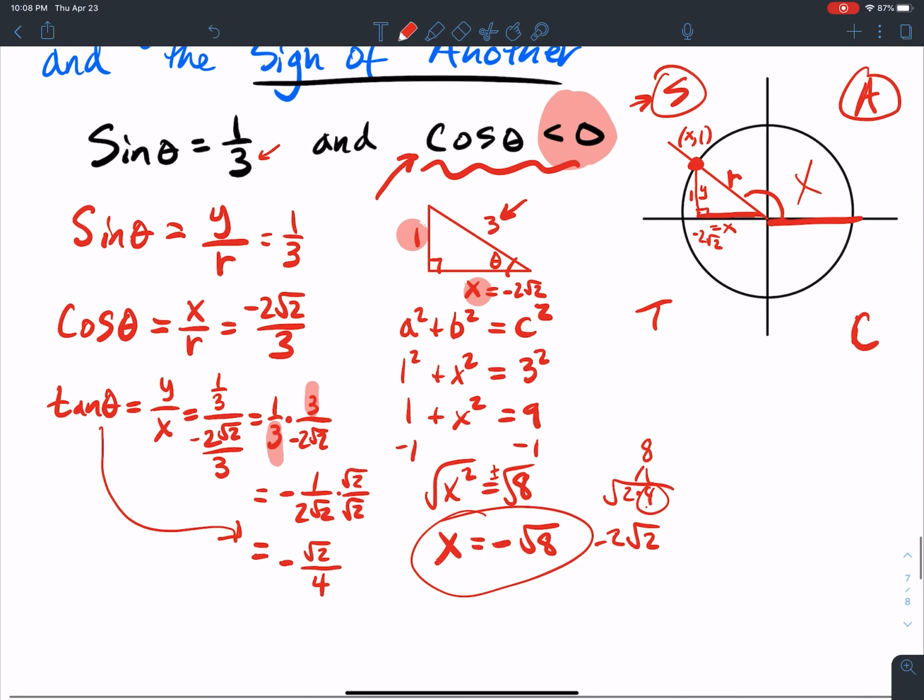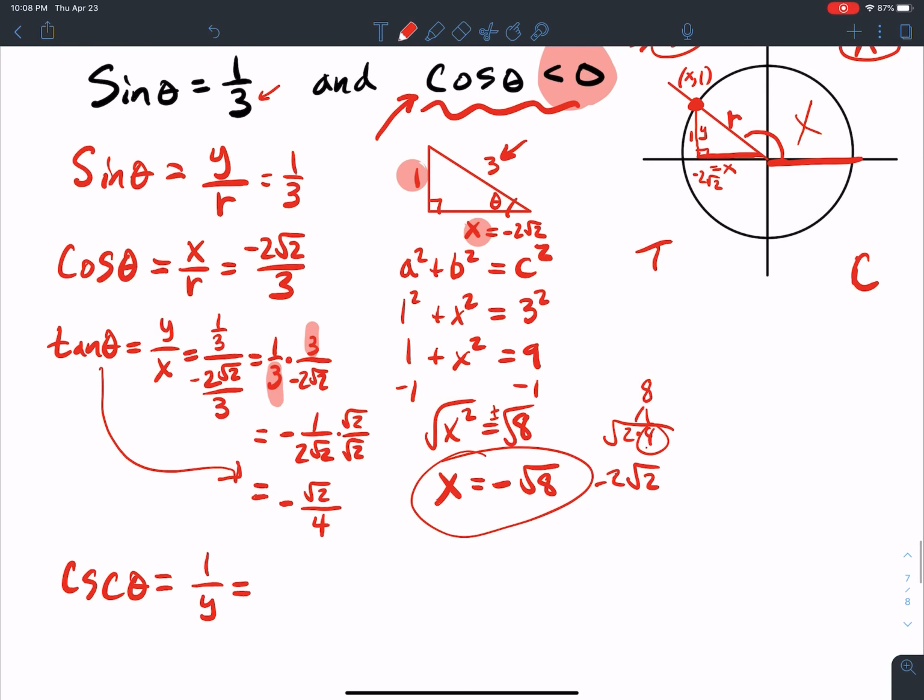Now I need a couple more. The cosecant, okay, cosecant theta. This is 1 over y, but y is what? Okay, so y is 1.